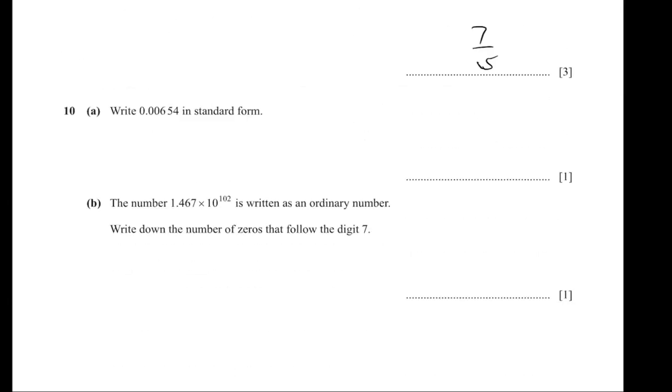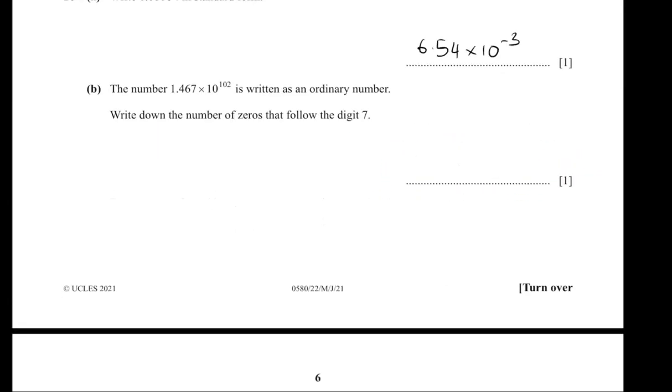Write this in standard form so you can calculate how many zeros. Here it is 6.54 multiplied by 10 to the power negative 3. So this is your answer. Just put it in here. It's a 1 mark question, just leave it as it is.